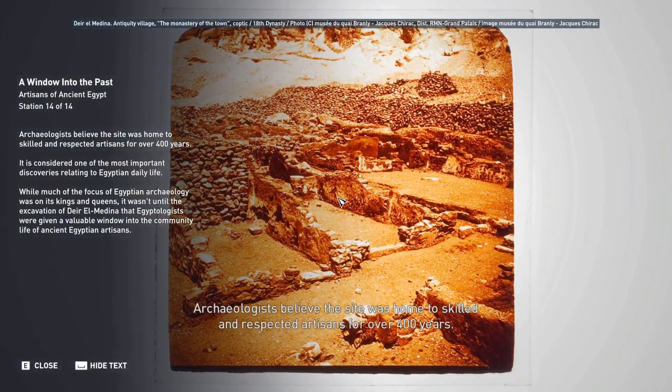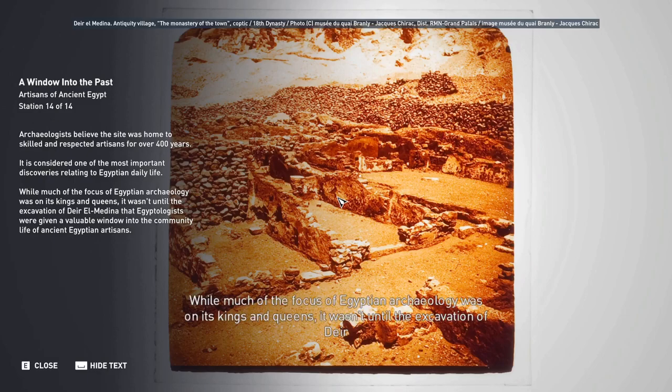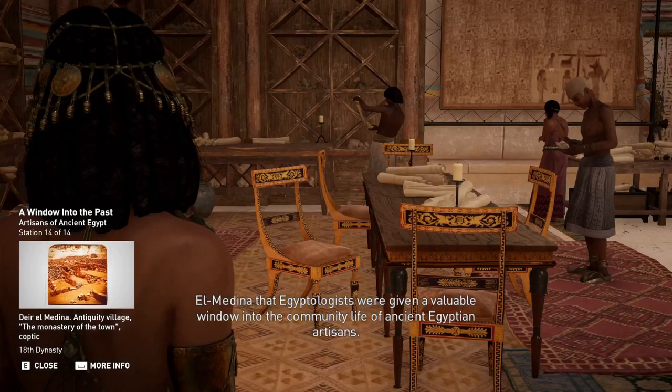Archaeologists believe the site was home to skilled and respected artisans for over 400 years. It is considered one of the most important discoveries relating to Egyptian daily life. While much of the focus of Egyptian archaeology was on its kings and queens, it wasn't until the excavation of Deir al-Medina that Egyptologists were given a valuable window into the community life of ancient Egyptian artisans.